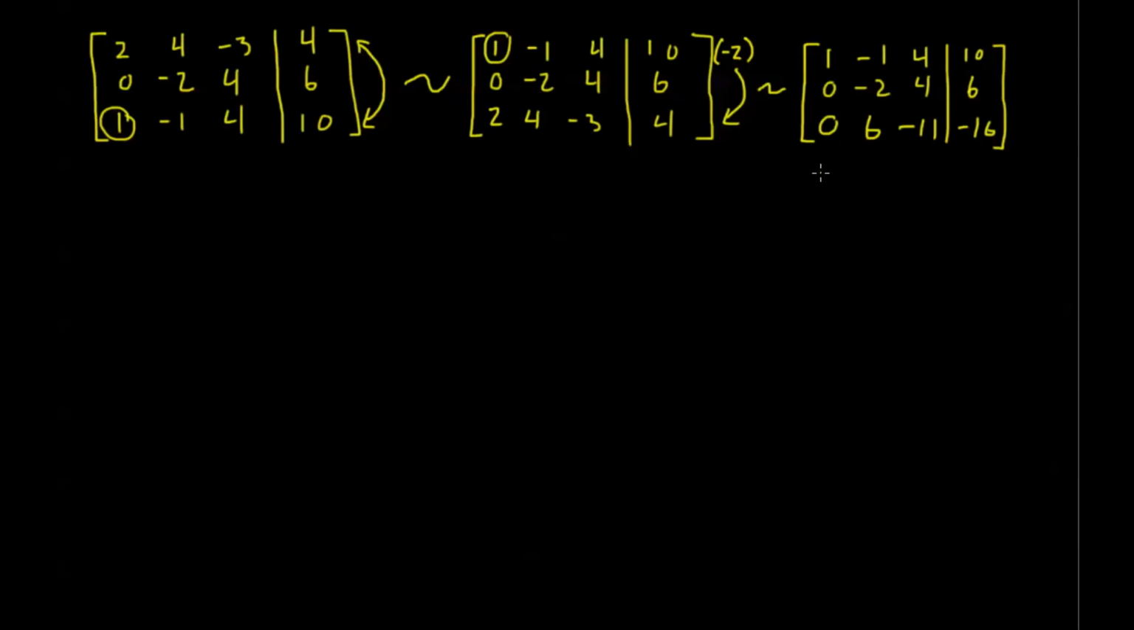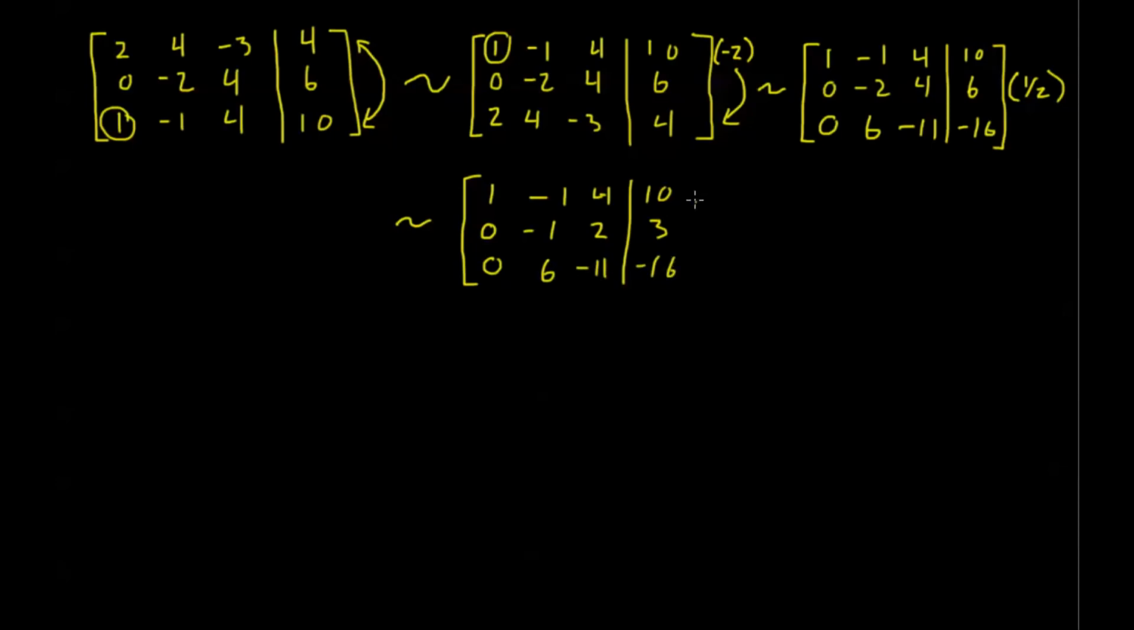So the first thing I want to do here is make this middle row a little bit easier to use. The way I'm going to do that is I'm going to multiply this middle row by 1/2. Multiplying that middle row by 1/2 isn't going to change my top or bottom rows. I'll try to get this here fairly quickly. But the middle row now, I've just multiplied everything through by 1/2. Remember, this is elementary row operation 2 that we talked about earlier. So this becomes -1, 2, 3, and my bottom row is still 0, 6, -11, -16.